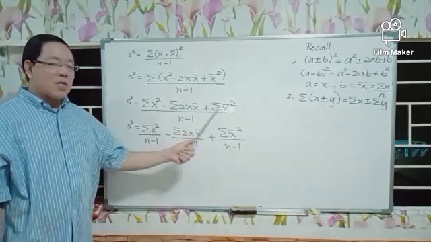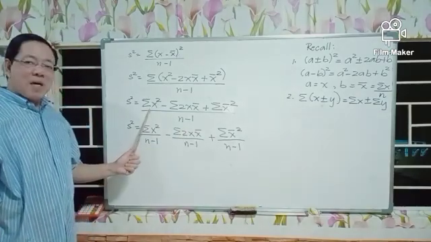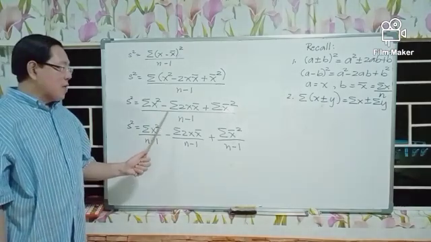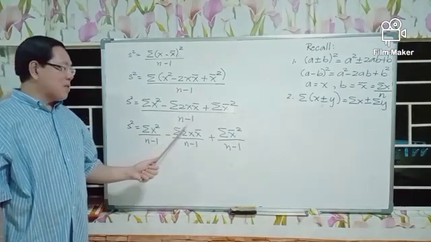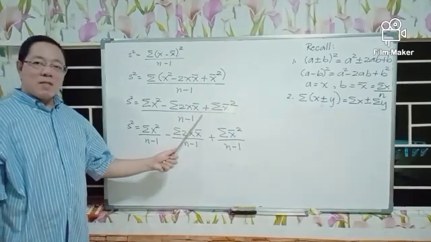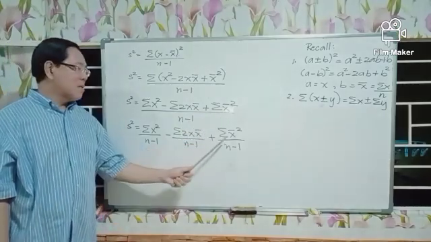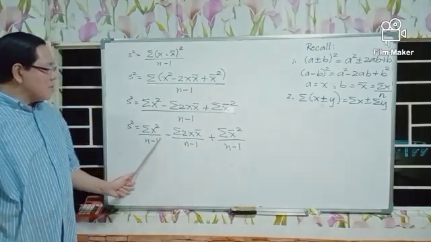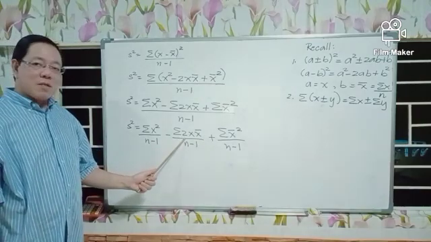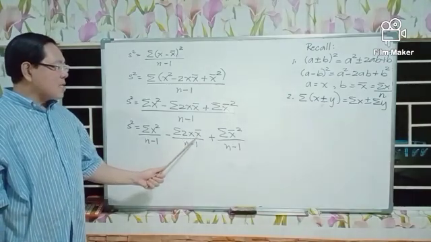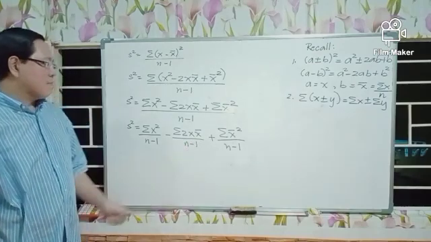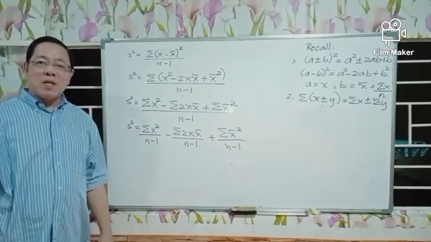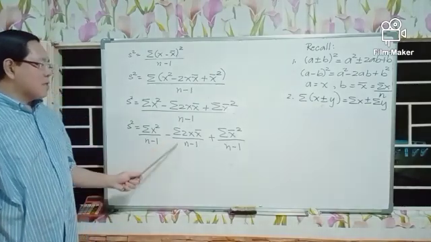Dividing each term in the numerator by n minus 1, we get summation of x squared divided by n minus 1, minus summation of 2 times x bar divided by n minus 1, plus summation of x bar squared divided by n minus 1. In the second term, 2 is a constant and x bar is a constant. And we apply another property of sigma notation to simplify the second term.